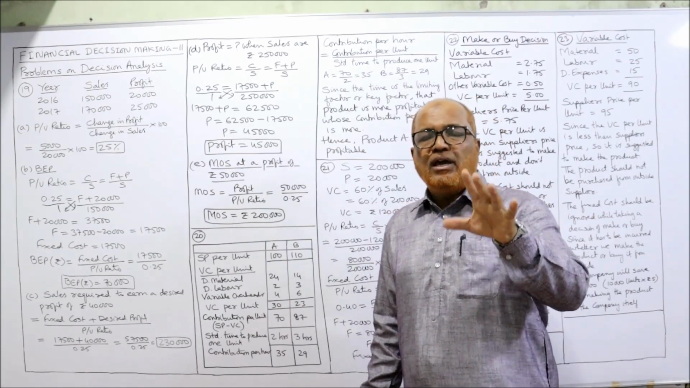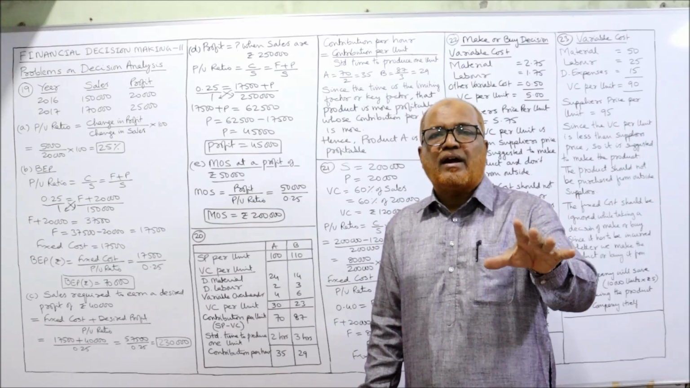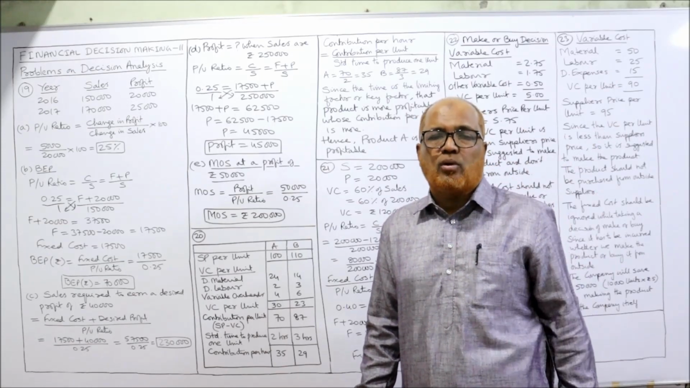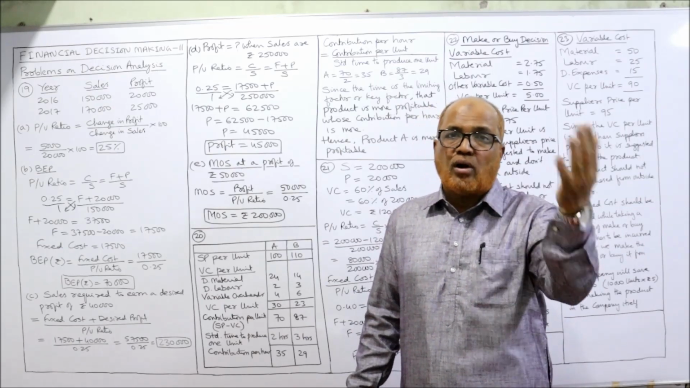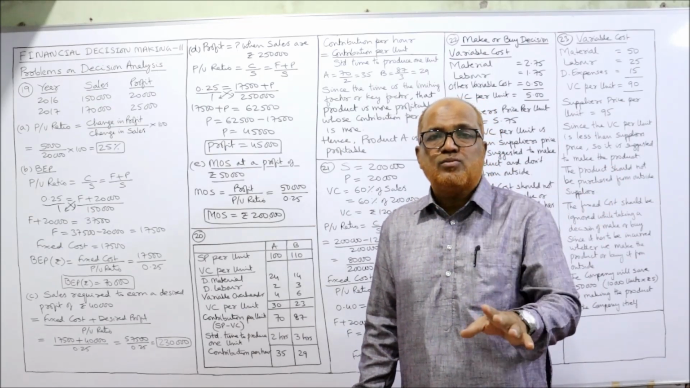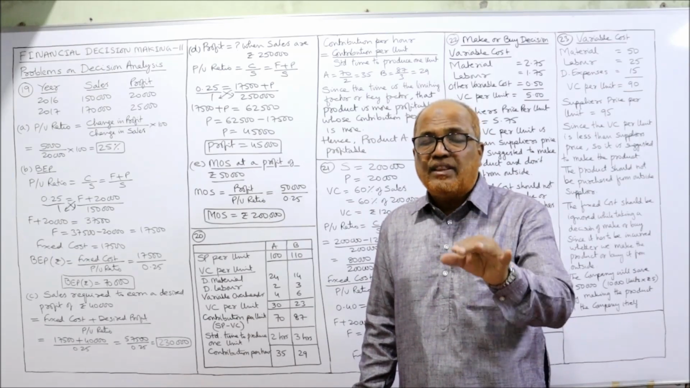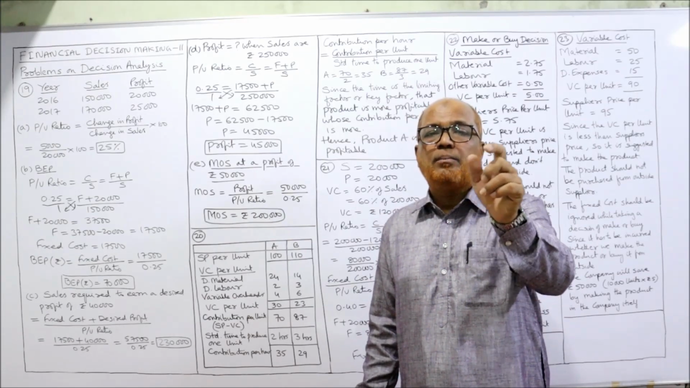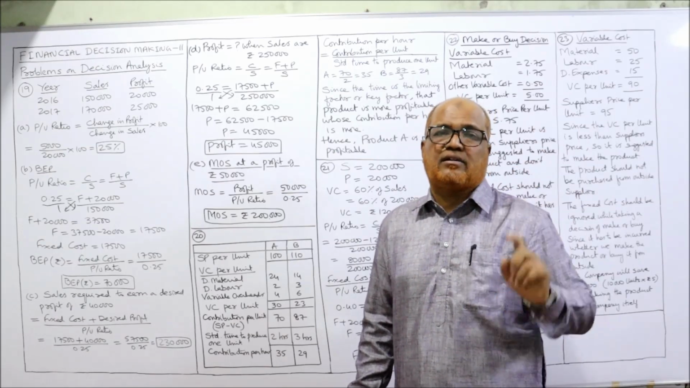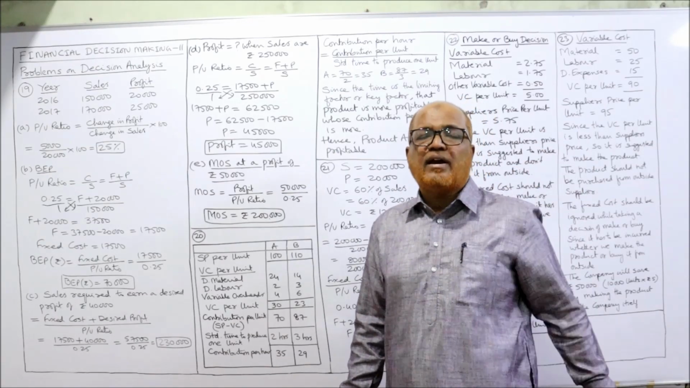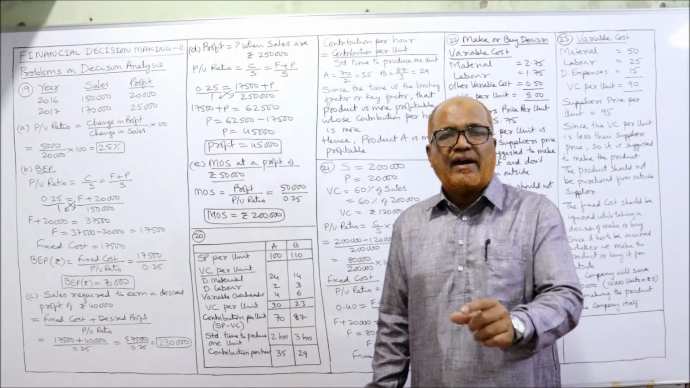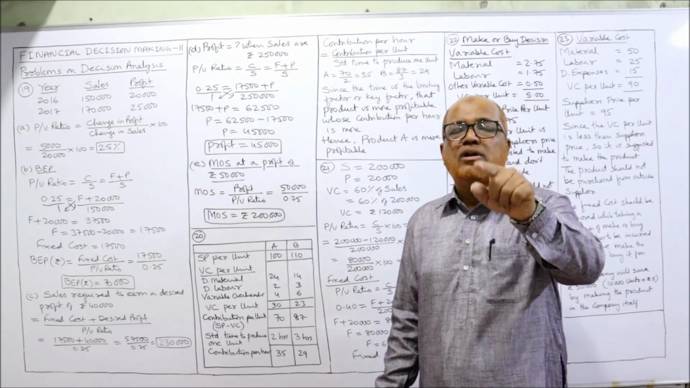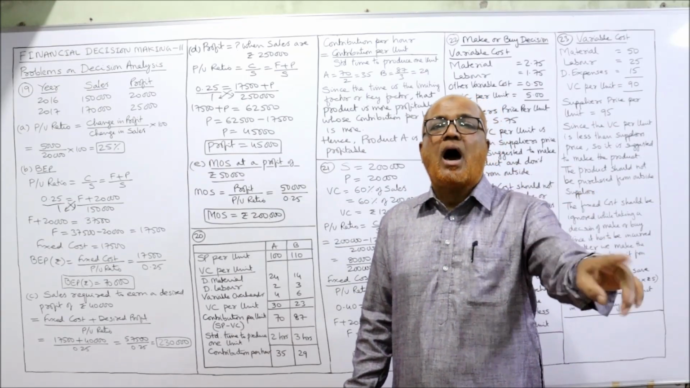One point you remember, if there is no limiting factor or key factor, that product is more profitable whose contribution per unit is more. Whichever product has more contribution per unit, that product is more profitable, right? But when there is key factor, we have to calculate contribution per unit of that key factor. Here key factor is time. Hours are the key factor. So we calculate what is the contribution per hour.